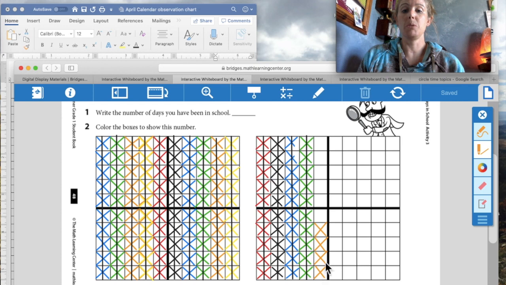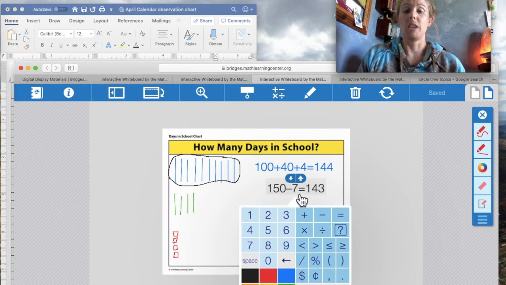Looking at the difference between 144 and 150, how many blocks do we have as our difference? Let's count them together. 1, 2, 3, 4, 5, 6. So we have a difference of 6. We would need to take away 6 to equal that 144.